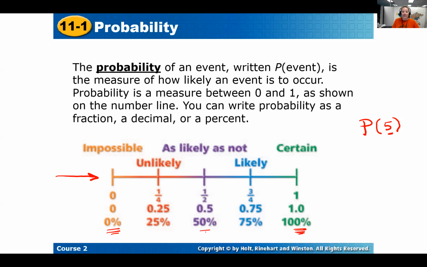If you have a probability of 50%, that means that event is as likely as not. In other words, if I say, all right, I want you to flip a coin, what's the probability of getting heads on a coin? Well, that would be a 50% probability. It's as likely to happen as not, right?